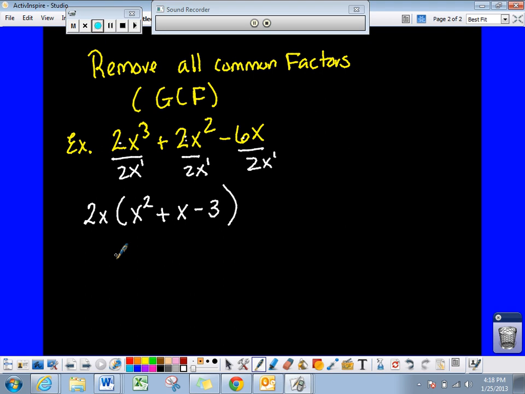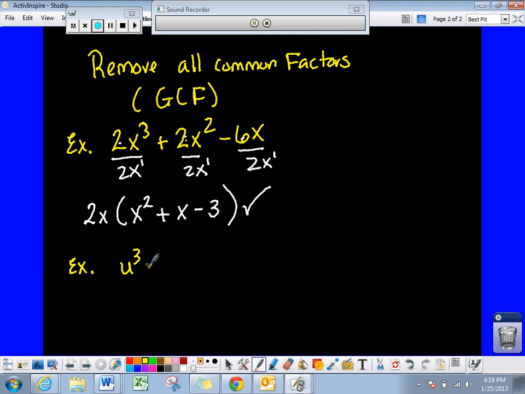Alright, so then you want to check, because this is a 3 here, the factors of 3 that would give you 1. There's no factors of 3 that would give you 1, because 3 times 1 is 3, and 3 minus 1 is 2, so this is factored completely. So we're done. That's when you take out your GCF. Let's look at another one.